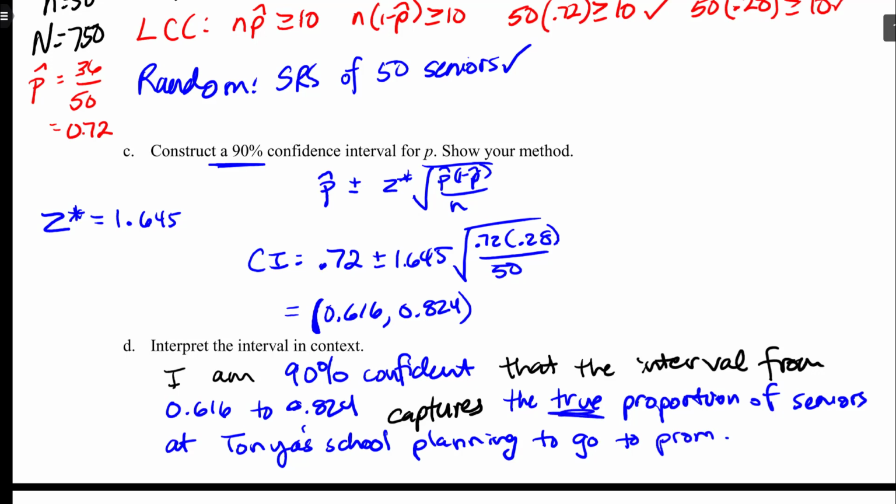Done and done. True proportion to emphasize that this is for the entire population. So that's interpreting a confidence interval. Okay? Not that big of a deal. Even with this one, we broke it apart and we wrote a little bit more than what we needed to. So I'm going to try and, with the next example, make it even more efficient so you have less to write and less to think about. So let's take a look at it.